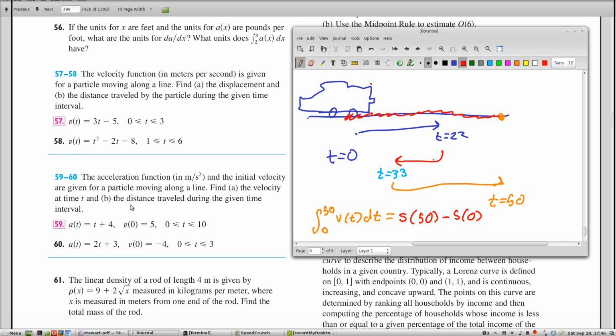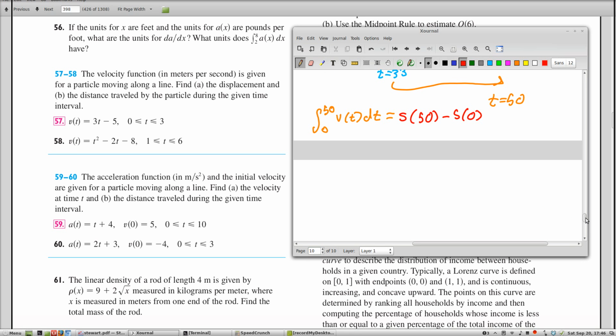Now, what about the total distance traveled? You can see that the total distance traveled is much greater in this case than the displacement, isn't it? Because he went forward this much, then backward this much, and forward this much. So the amount that he actually traveled is much greater than just the displacement. And the way you take that into account in the math is you put absolute value signs around the velocity. So the integral of the absolute value of velocity is the actual distance traveled.